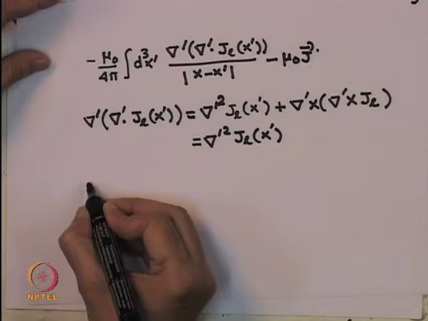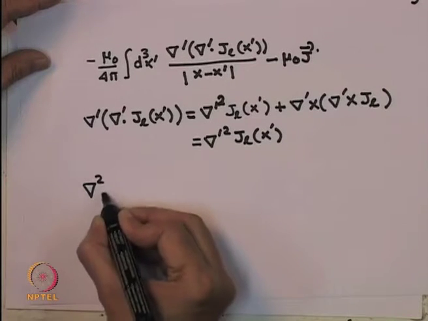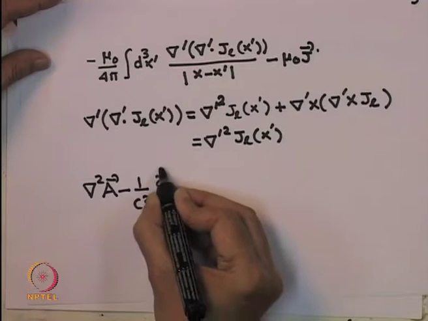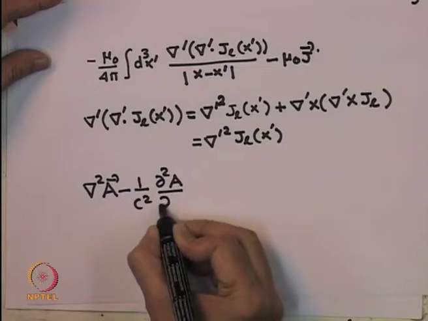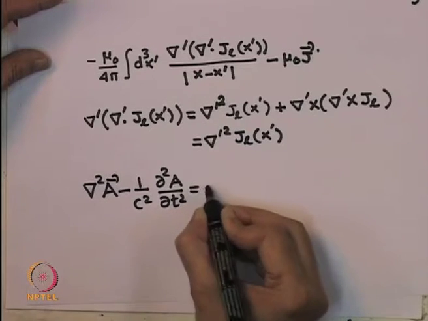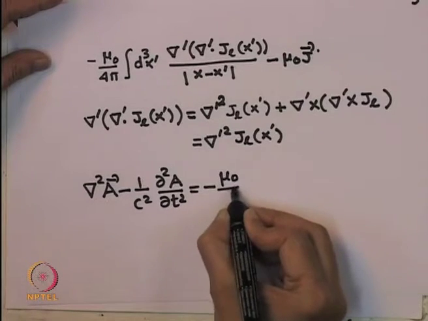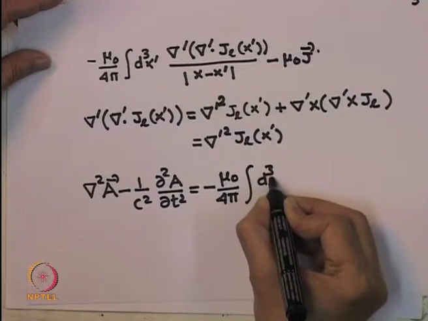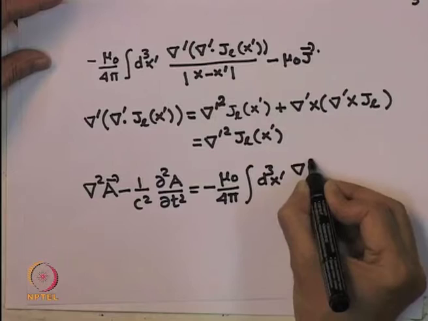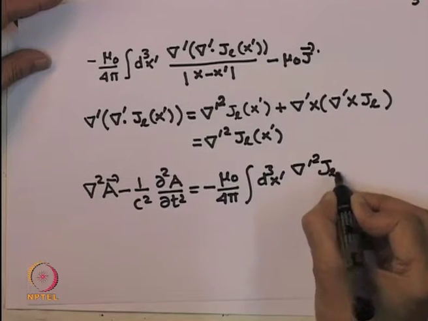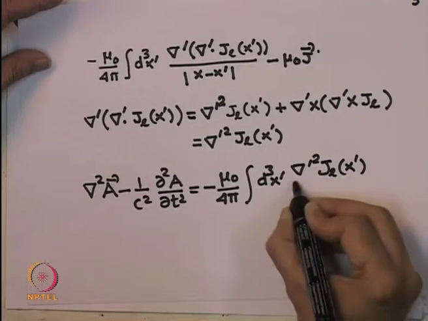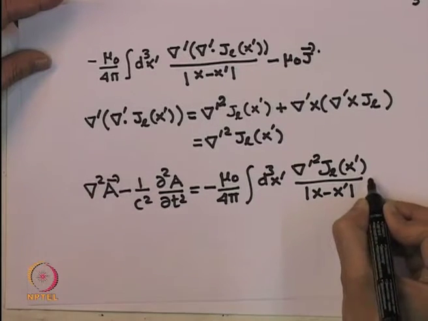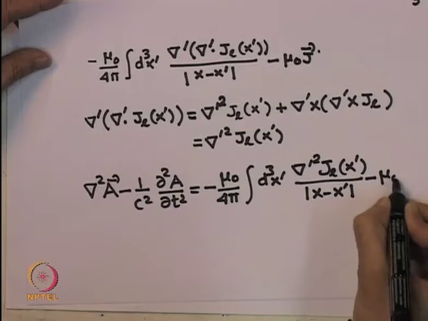Now, if you plug in all these things, I get del square A minus 1 over c square d square A over dt square is equal to minus mu 0 by 4 pi integral d cube x prime del prime square j longitudinal of x prime divided by x minus x prime minus mu 0 j.